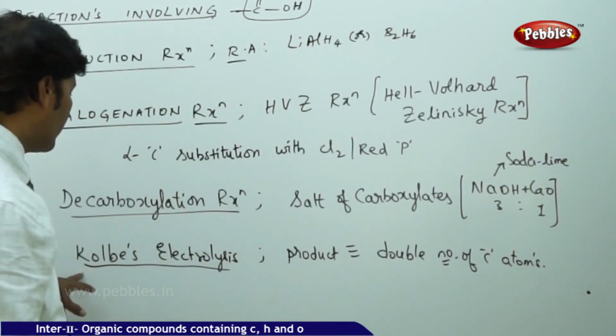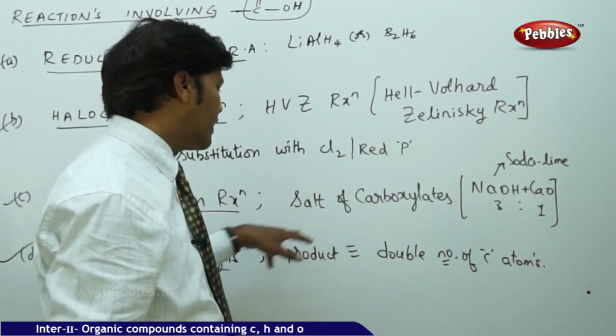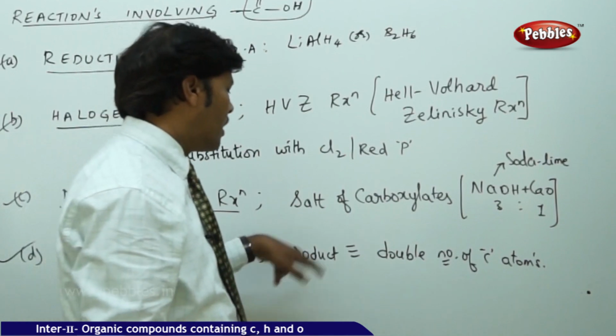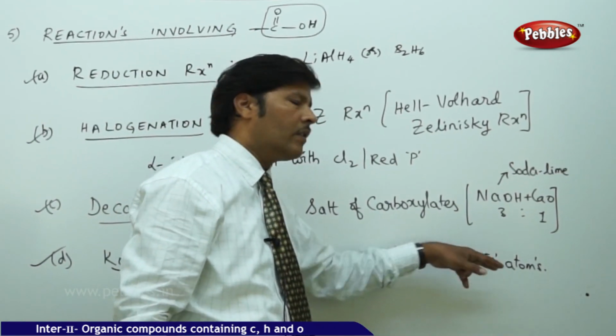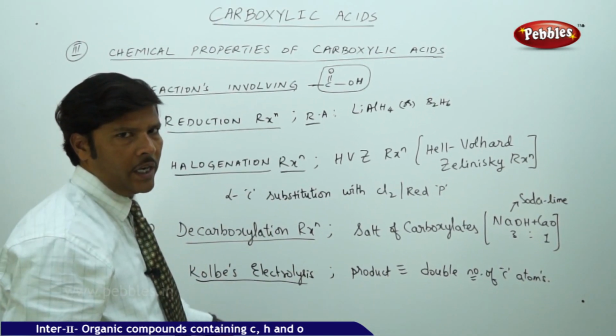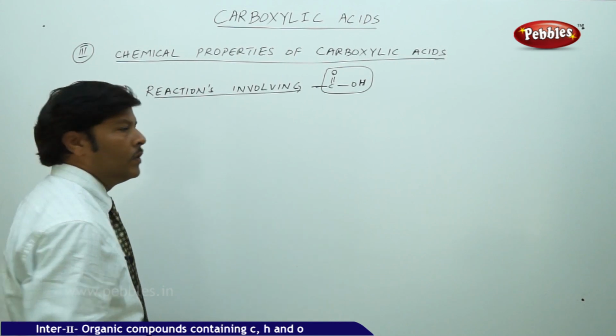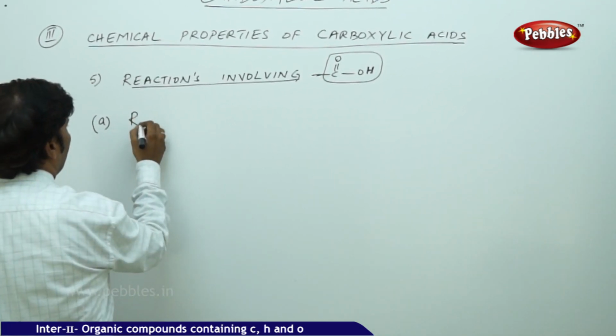And if you go for the last reaction, that is Kolb's electrolysis, in which the salts of carboxylic acids are subjected to electrolysis, and after the electrolysis is completed we get an alkane which contains double the number of carbon atoms of the salts of carboxylates which we have taken in the reactant side. So here let us go with the reduction reaction.